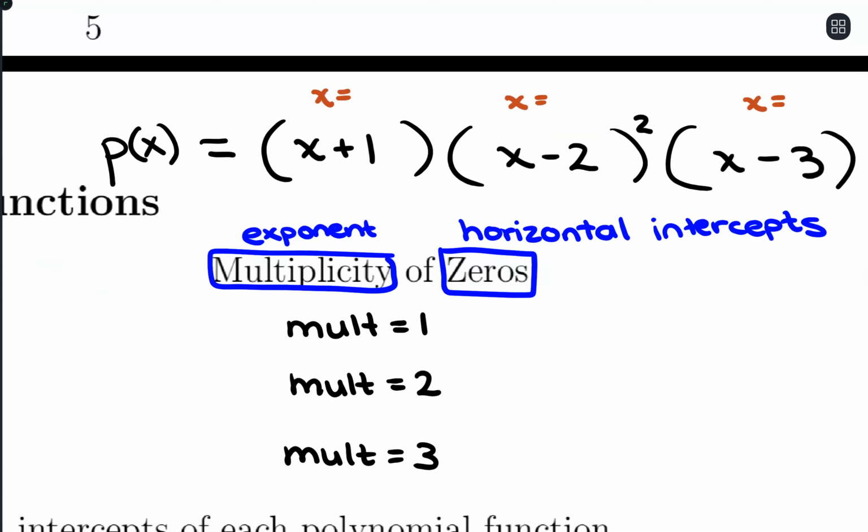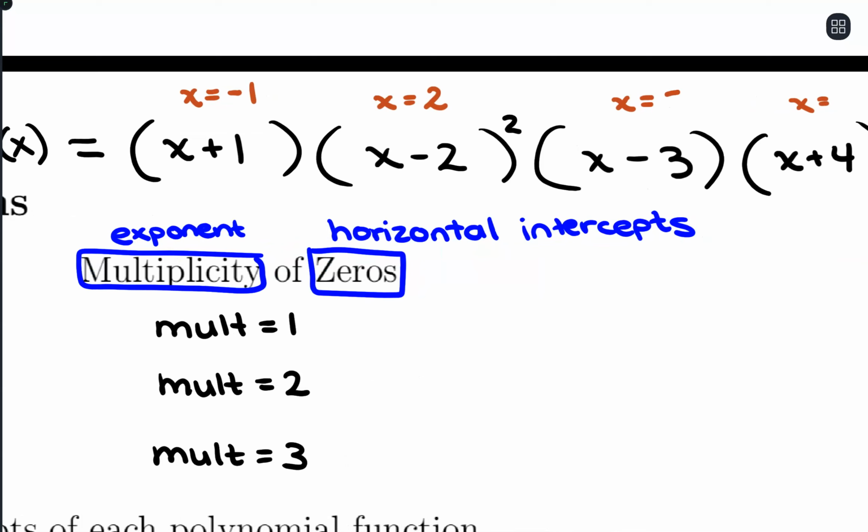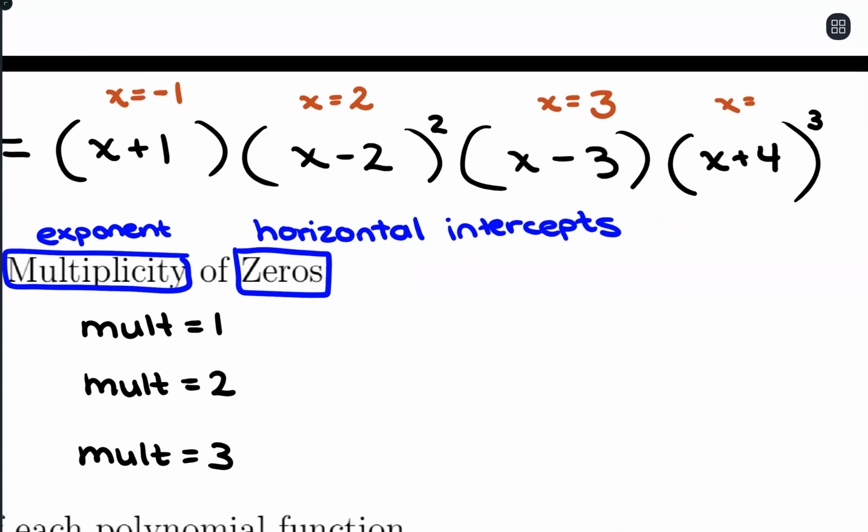So what we would have is 0 = x + 1, which when we solve that gives x = -1. We would also have x - 2 = 0, which gives us x = 2. x - 3 = 0 gives us x = 3. x + 4 = 0 gives us x = -4. So in this case we end up with these 4 different horizontal intercepts. But then each of these has a multiplicity, as we were talking about.